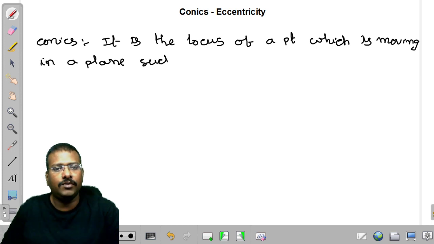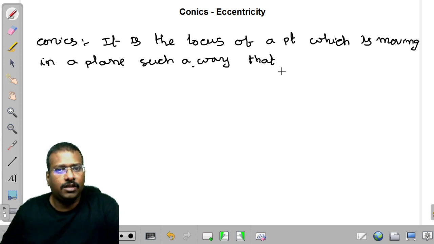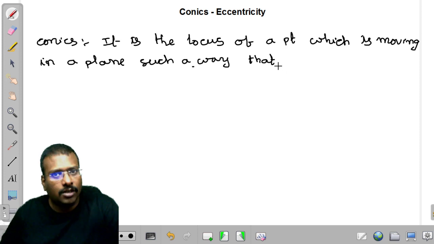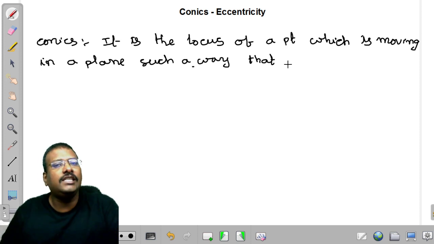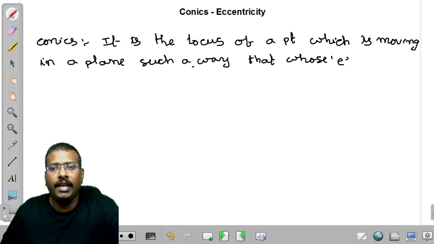It moves in such a way that its distance from the fixed point to the fixed straight line is always constant. What is that statement? Point to line is nothing but eccentricity. So it is the locus of a point which is moving in a plane in such a way that its eccentricity is constant, whose E is constant. Instead of giving a lengthy statement, we wrote E as constant.